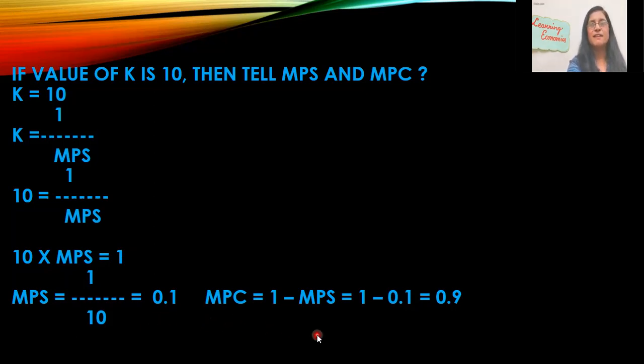MPC is equal to 1 minus MPS. Okay. So it will be 1 minus MPS, 1 minus 0.1, which will be equal to 0.9. So it is a very, very simple 2 marks question. You can get full marks in the numerical question.